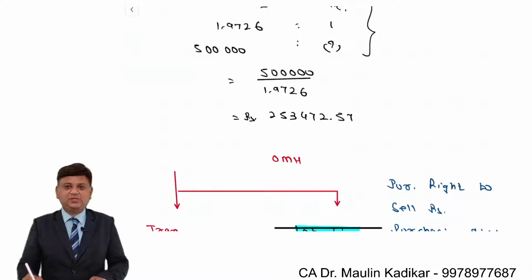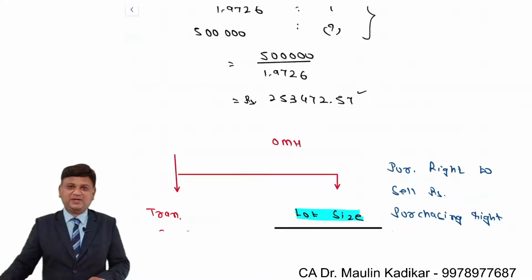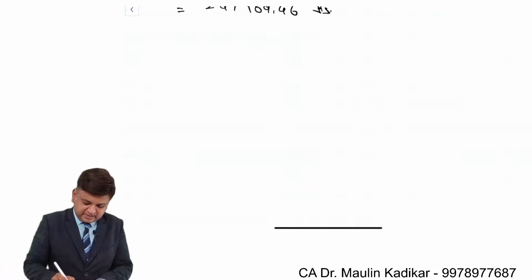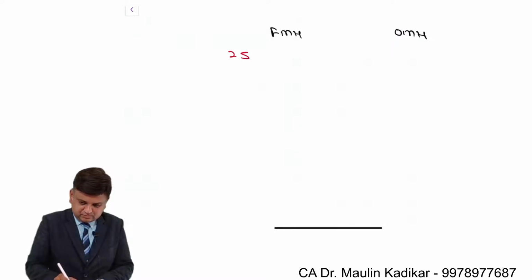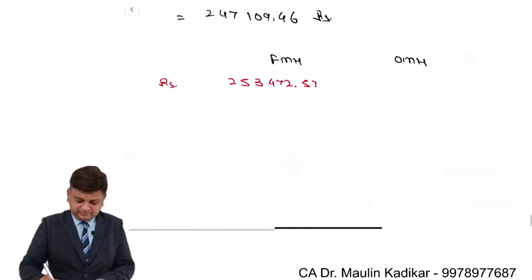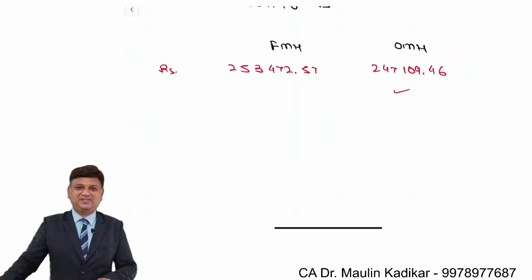Now we have to make a comparison of forward market hedge with option market hedge. So forward market hedge is 2,53,472.57 and option market hedge is 247,109.46. You make a comparison of those two and you select the lower cost, that is option market hedge.